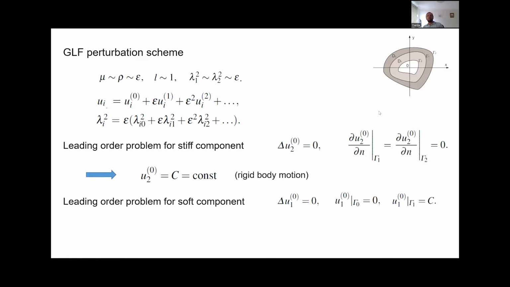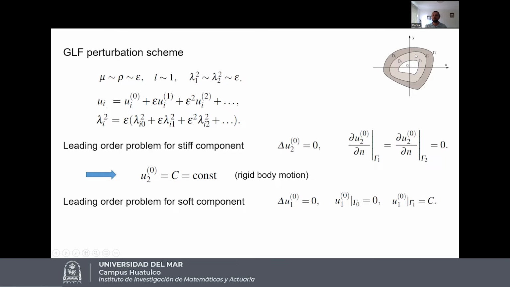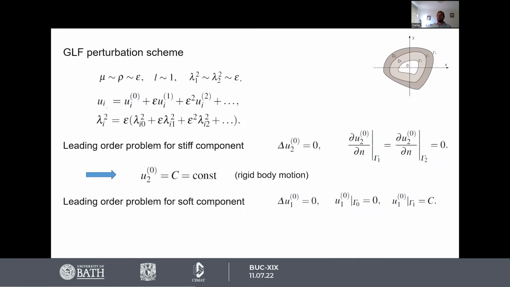And then when we start looking at the problem for the soft component, there are two Dirichlet type conditions here. This one is pretty clear because it was fixed along the curve gamma naught. And in this case, C is some rigid body motion. So that makes a sort of model problem.